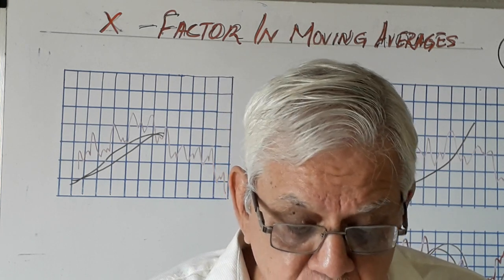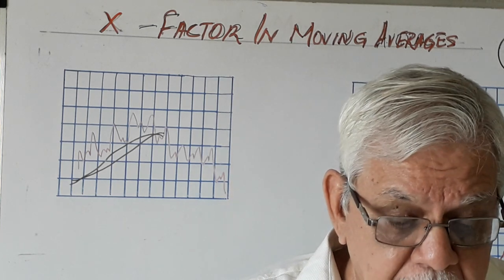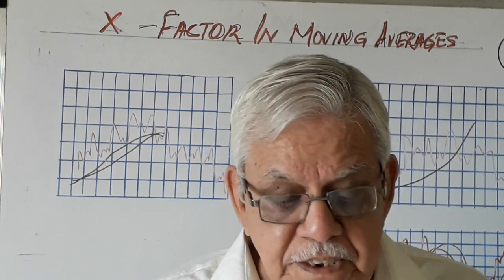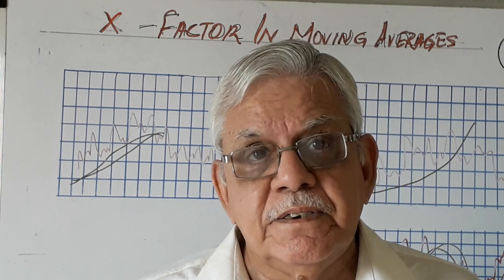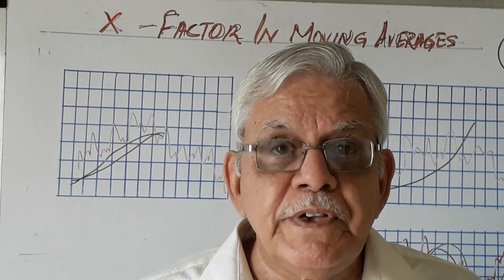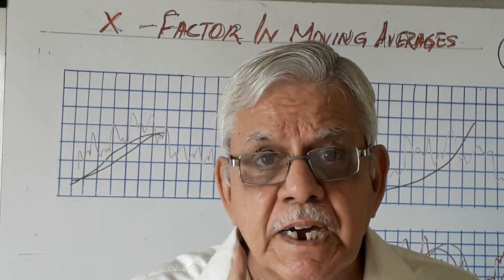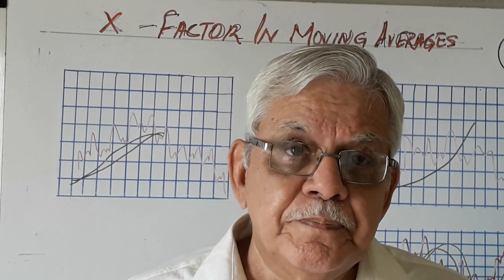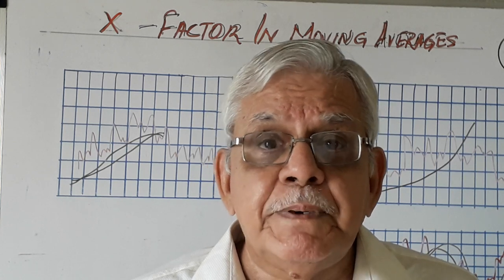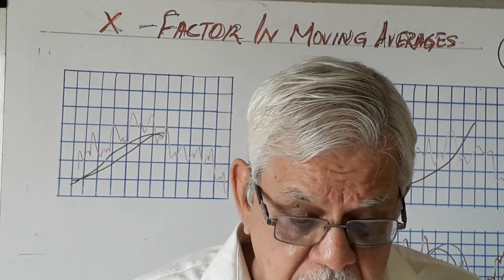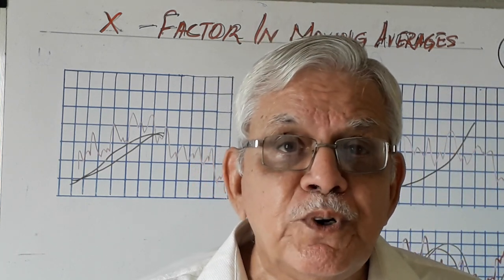In our previous video of moving average, friends, we had seen that the moving average is always right because it is a lagging indicator. Moving average always gives correct, mind my words, correct buy and sell signals. Moving average is 95% correct.